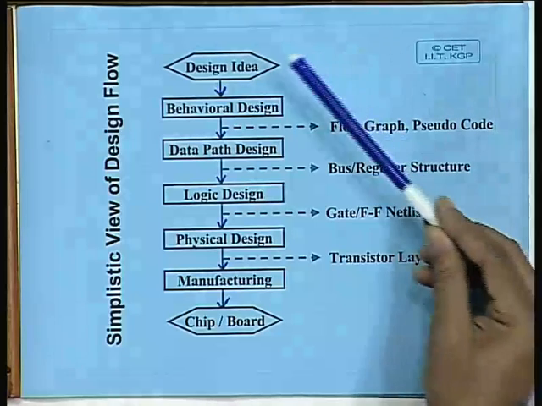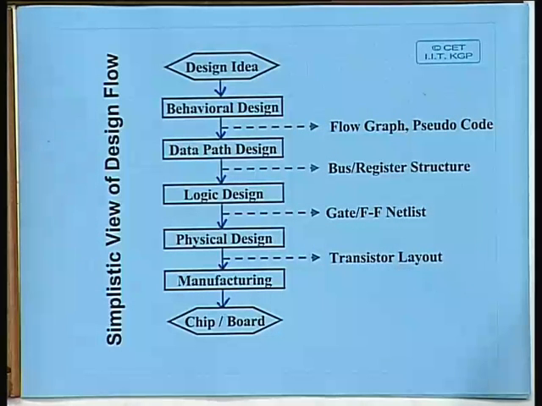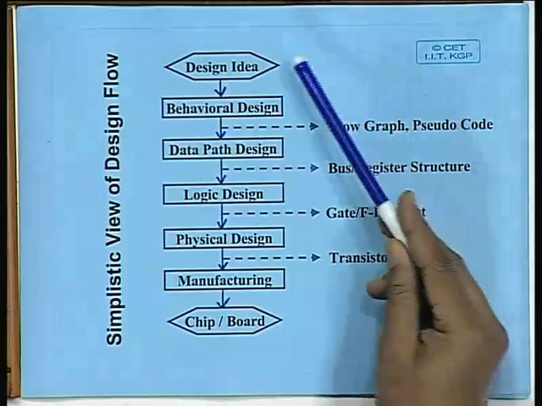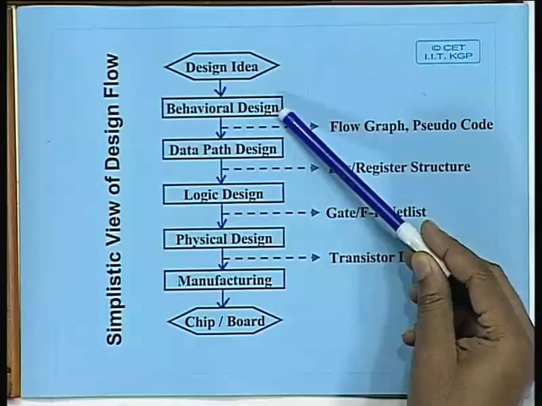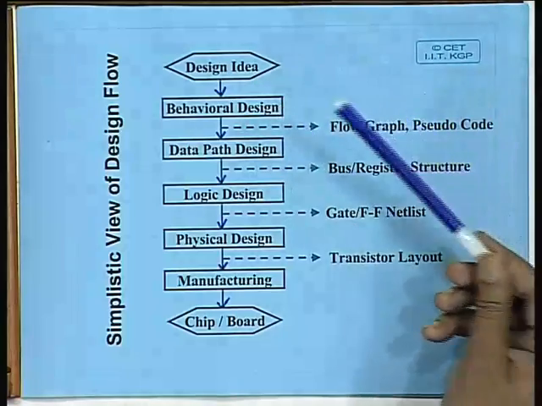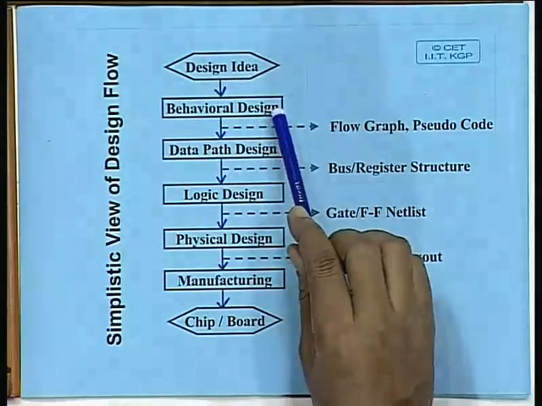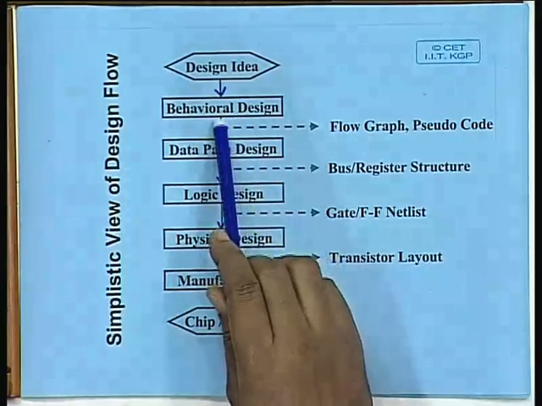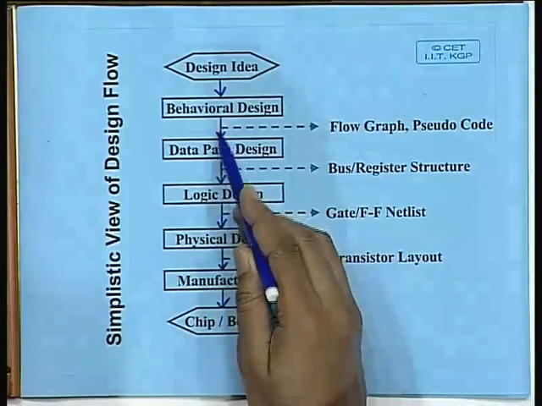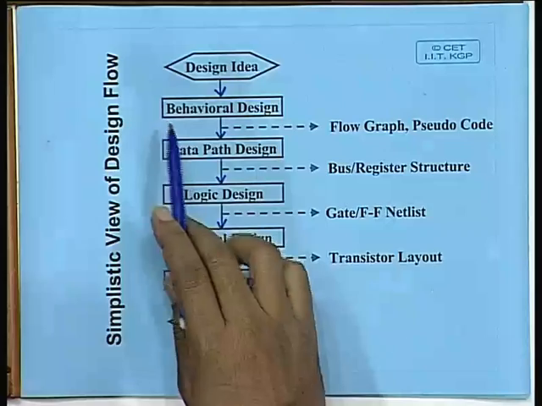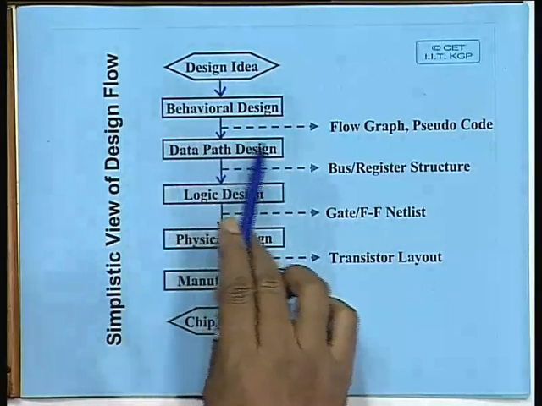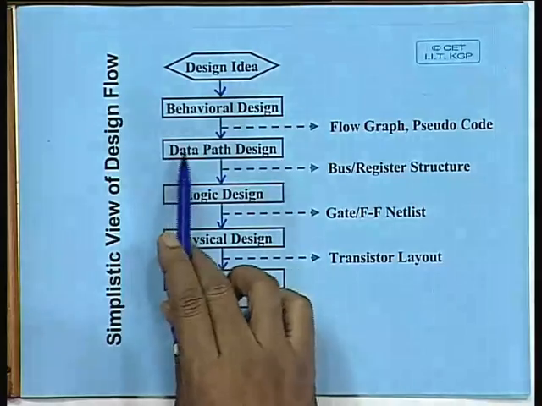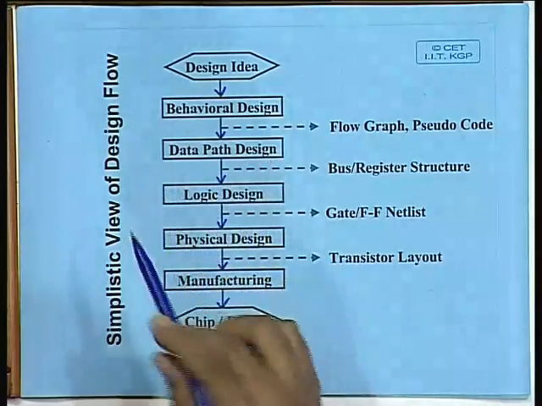So, here as you can see, from the design idea, the first thing you try to do is to translate it into a behavioral specification. This behavioral specification is typically in the form of hardware description language, as I told you, either in VHDL or Verilog. Then you go through a step of synthesis. This is one step of synthesis where from the behavior you arrive at a so called data path design or a register transfer level design, where your basic building blocks are registers, arithmetic logic units, multiplexers, flip flops and so on. So, this is a slightly higher level design. Okay.